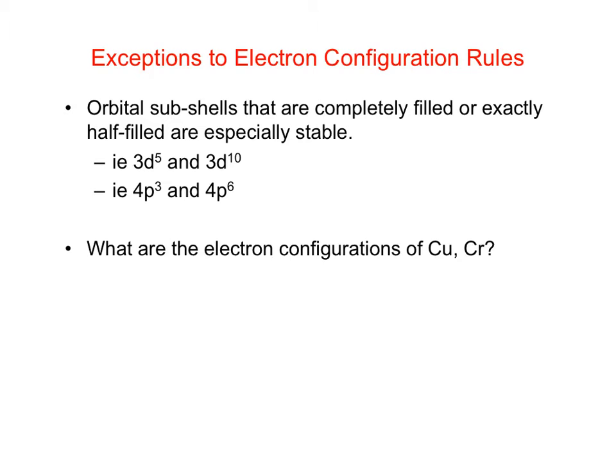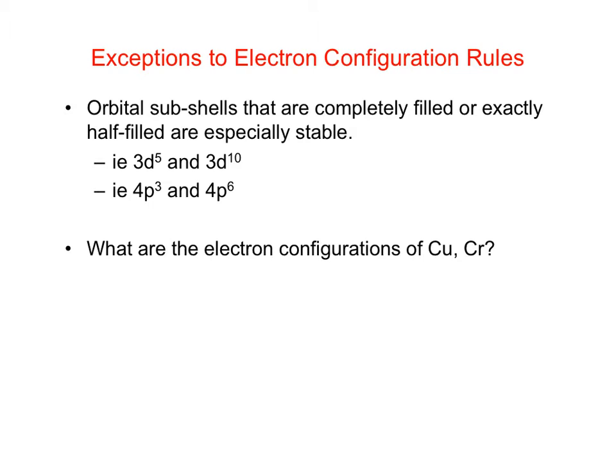completely filled or are exactly half filled. These are especially stable electron configurations. So 3d5, where the d subshell is exactly half filled, or 3d10, where the d subshell is completely filled, or 4p3 and 4p6. Atoms really like it if they can have these as part of their electron configurations.